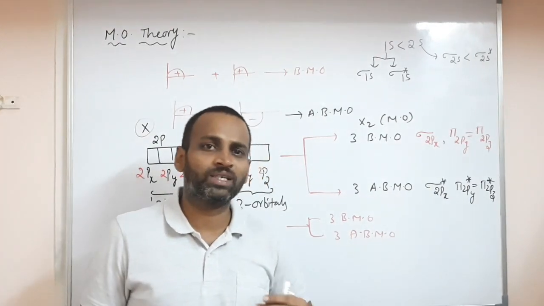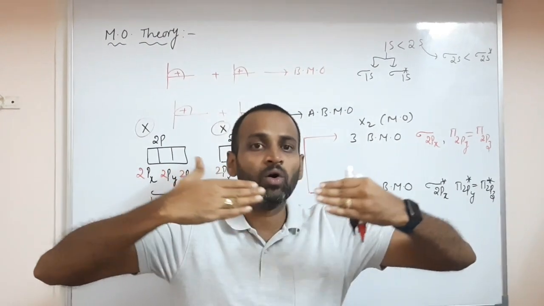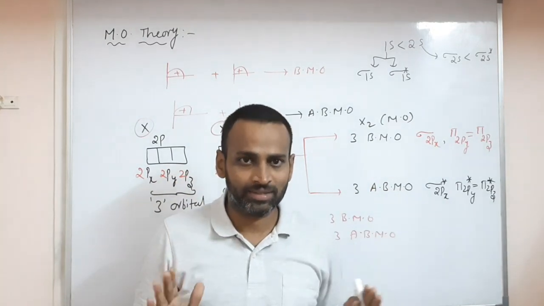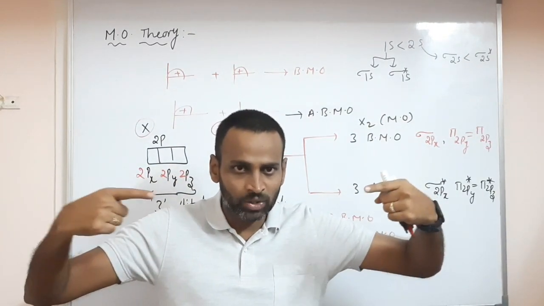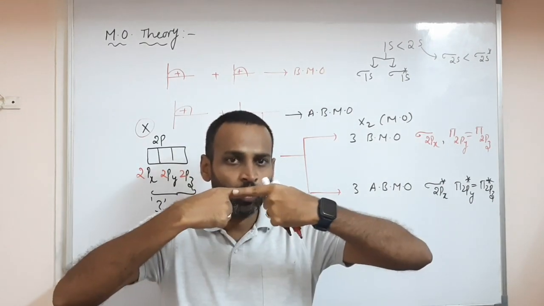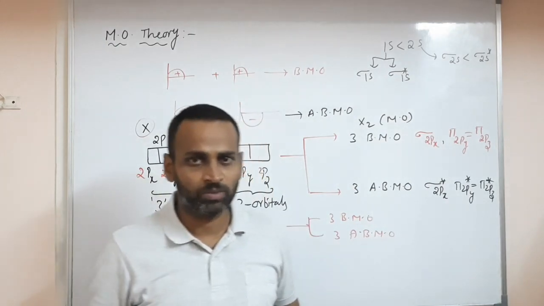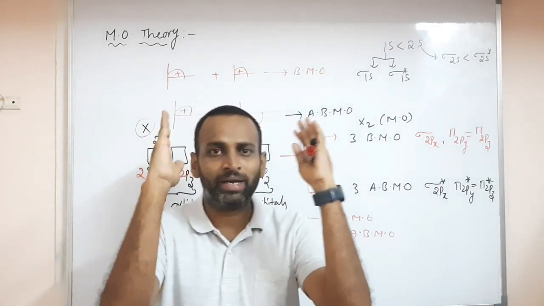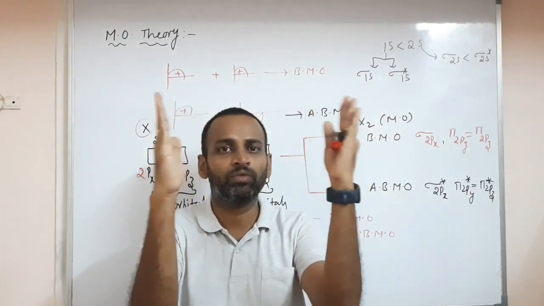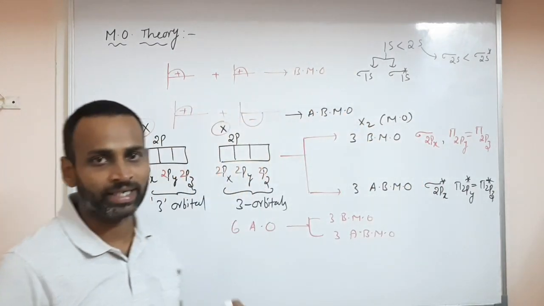Why, sir, only one sigma? Because only 2 atomic orbitals can come closer through the internuclear axis. I repeat, only 2 orbitals can overlap through the internuclear axis. So only one sigma bond is possible, and the remaining have to form pi bonds. Suppose this is y and this is y, 2py. This is z and this is z, 2pz. Like that you have to take.